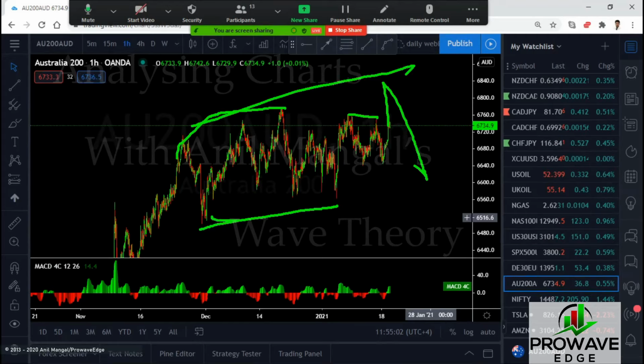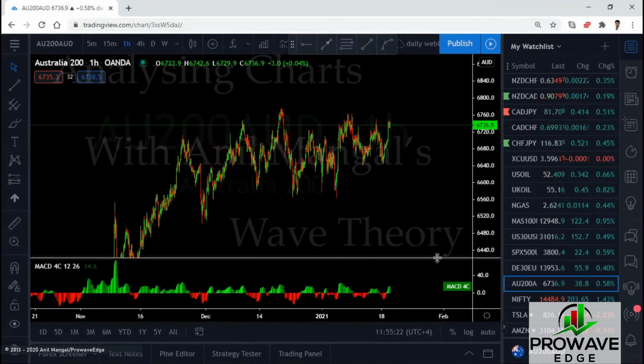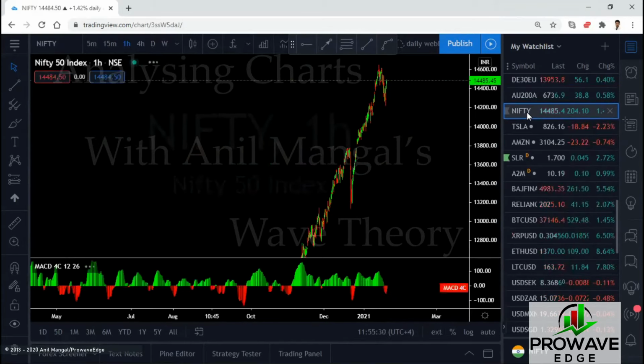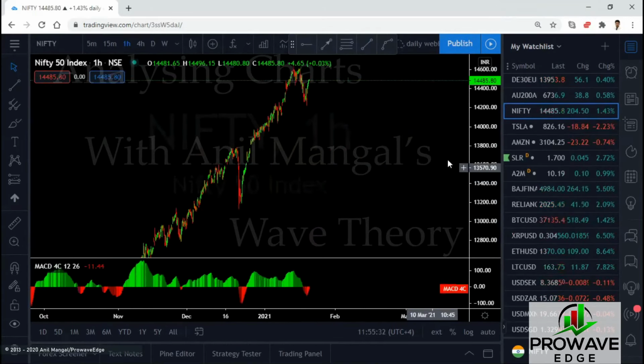So could make a high there, could still come back. We could still be in this channel here. If it starts a channel like that, it's just going to break this top, maybe break this top, and then come back down. It's not going to move very far, but it's a buy setup. One second, let me just move this. Nifty, deep pullback, still going up, buy.